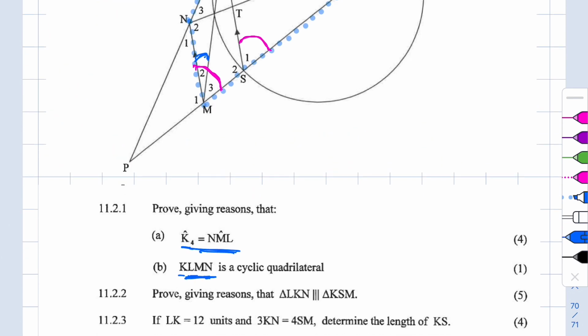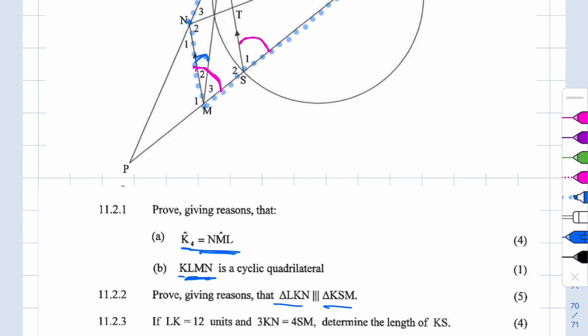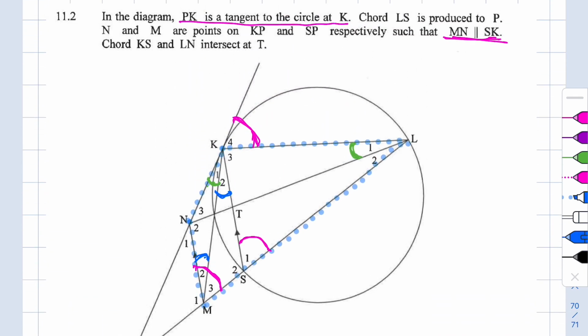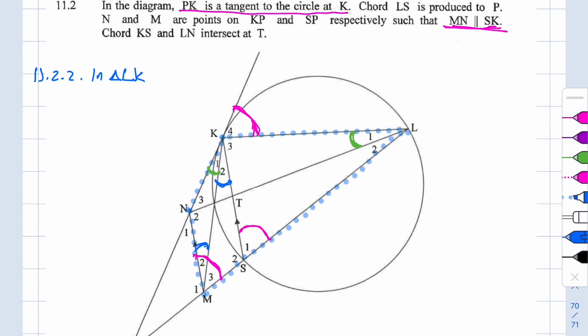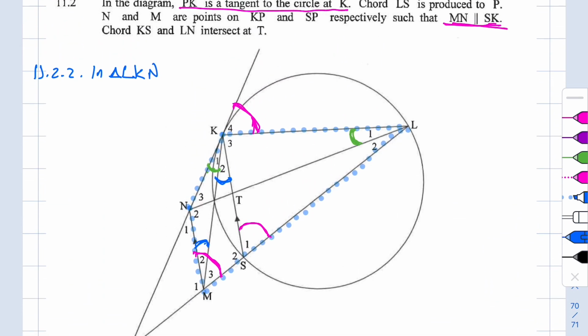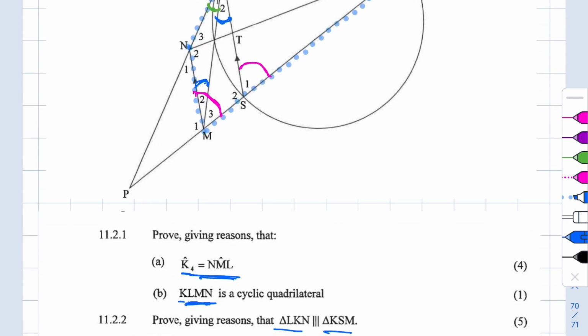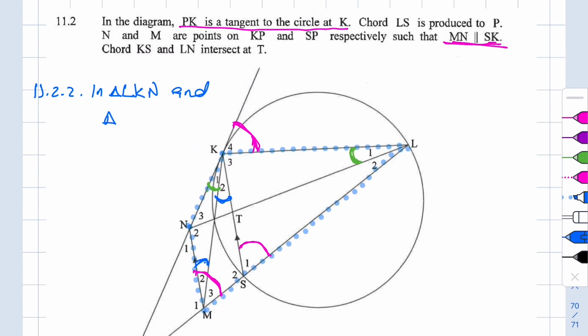Let's go to the next question, 11.2.3. Prove that triangle LKN is similar to triangle KSM. So we're going to say that's 11.2.3. In triangle LKN, and triangle KSM.